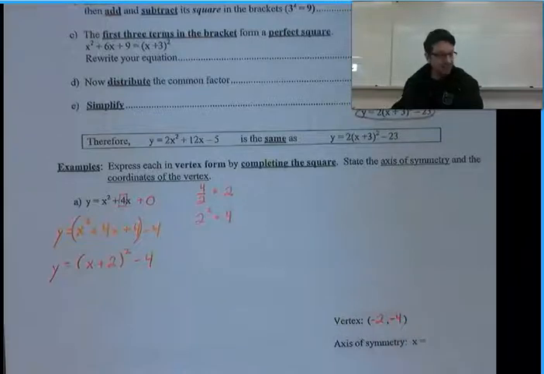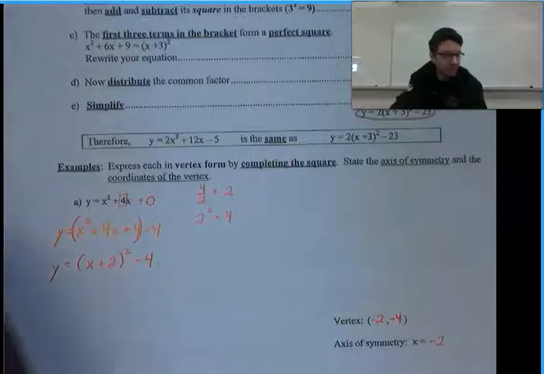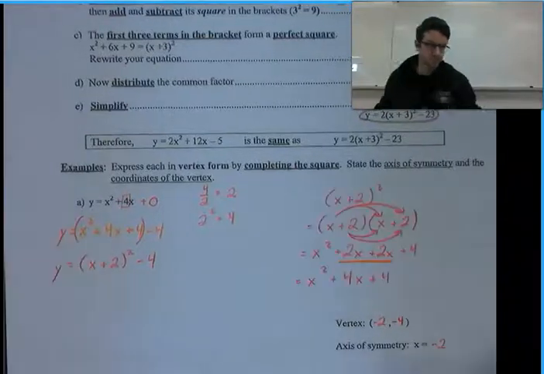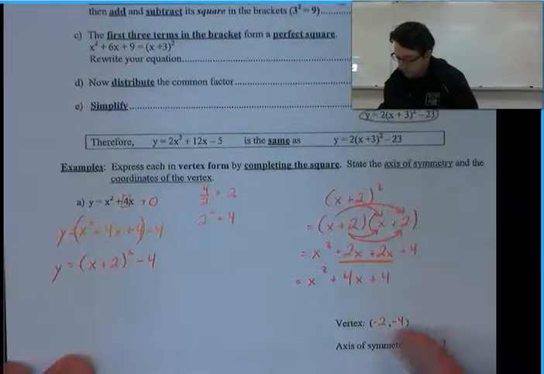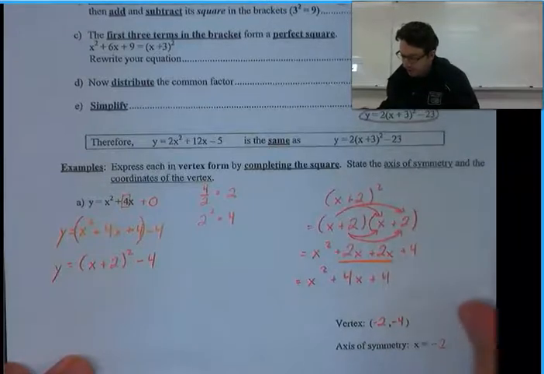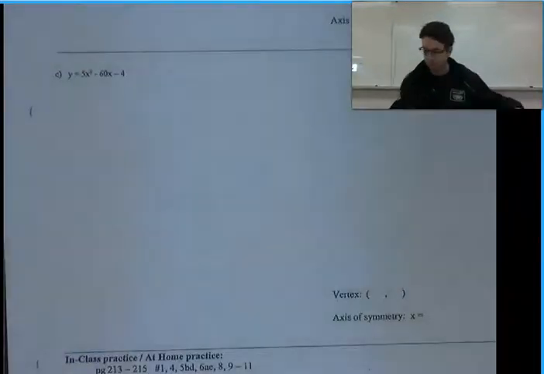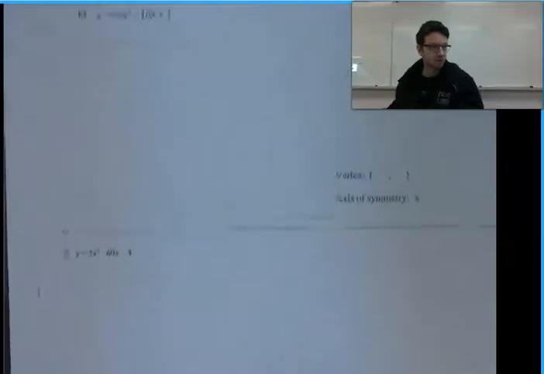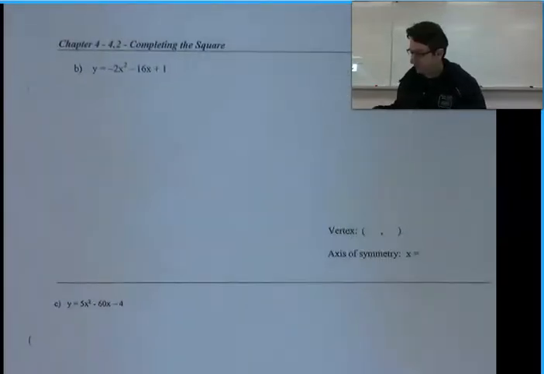And the axis of symmetry is where your x-coordinate is for your vertex, so -2. So those you can pick out fairly quickly from vertex form. Alright, so let's try one that's a little bit more challenging. Here we have this one here.